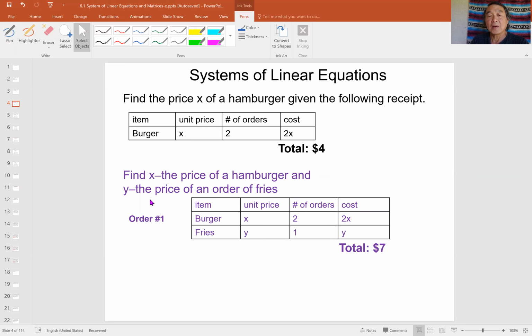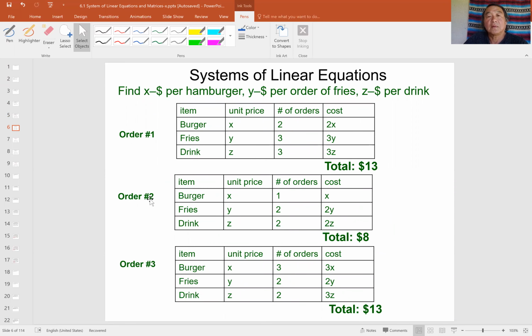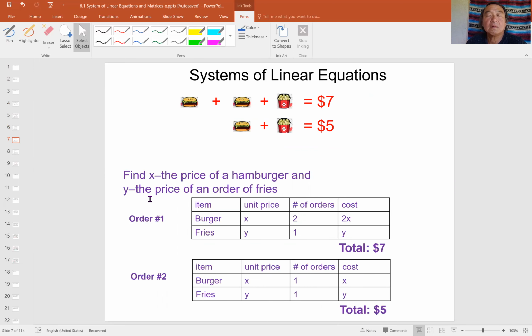However, I can nail down the particular answer if I have another piece of independent information. Then I can backtrack to figure out what x is, what y is. We'll do that shortly. In general in mathematics, we have the following principle: if you have n different variables to find out, then you will need n independent receipts. And here's how we solve to backtrack the price of the burger and the fries.